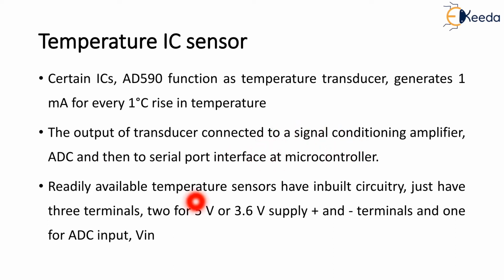Readily available temperature sensors have inbuilt circuitry. We just have 3 terminals: 2 for the 5 volt or 3.6 volt supply, that is the positive and negative terminals, and 1 for the ADC input, that is Vin. Here the IC AD590, the temperature transducer, gives 1 milliampere for every 1 degree rise in temperature. After that the output of the transducer connects to the signal conditioning amplifier, then the ADC, and then to the serial port interface at the microcontroller.